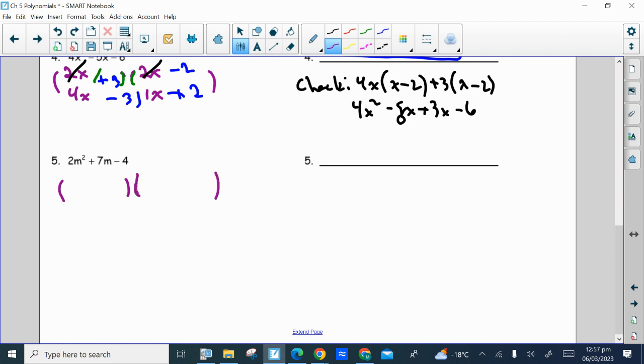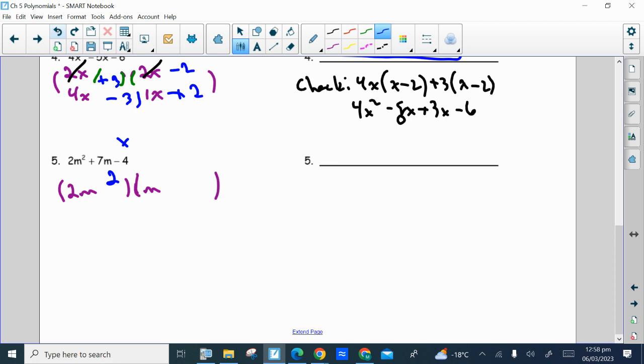So the start should be fairly straightforward because there's only one possibility for those first two terms. You need a 2m in one bracket and an m in the other. There's no other option. The last numbers have to multiply together to get our negative 4. So that's either a 2 times a 2 or a 4 times a 1 or a 1 times a 4. But it won't be 2 times 2. We could not have a 2 in the first bracket because of the 2m as the first term. That won't work. If there was a common factor of 2, it would have been at the start.